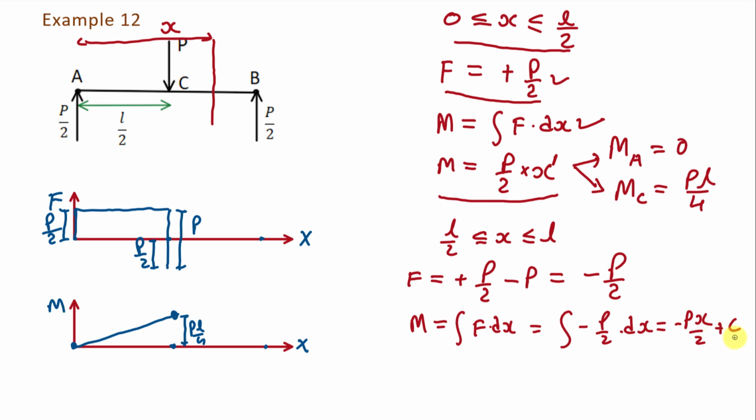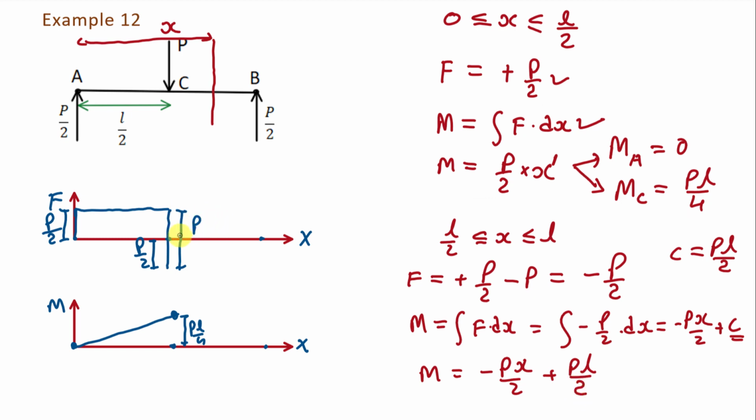Now here we have to find out the value of C. For that we will put a boundary condition. And we know that bending moment at point C is PL by 4, and at point C the value of x is L by 2. So if we put here M is equal to PL by 4 and x is equal to L by 2, we will get the value of C is equal to PL by 2. So finally our bending moment M will be equal to minus Px by 2 plus C, which is minus Px by 2 plus PL by 2.